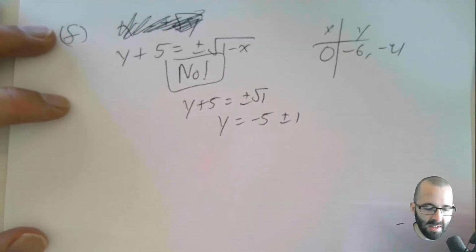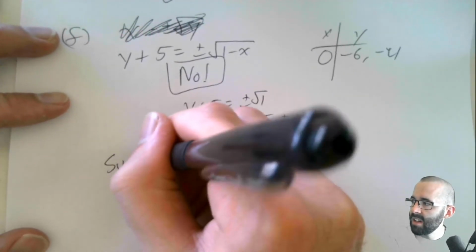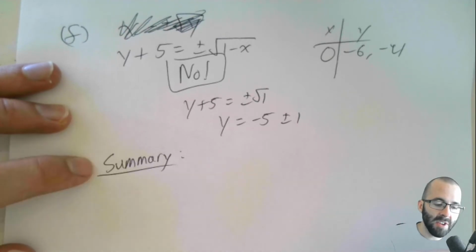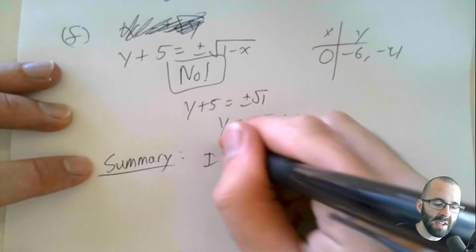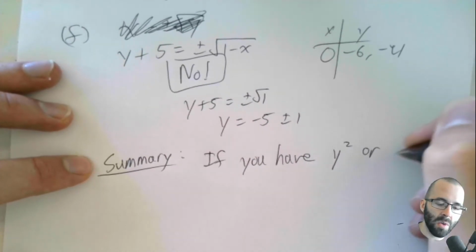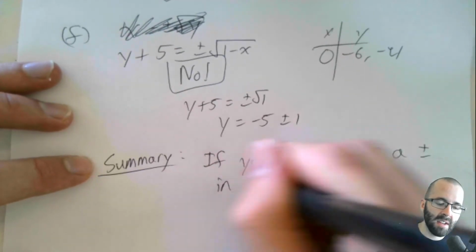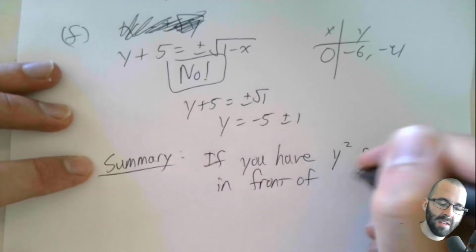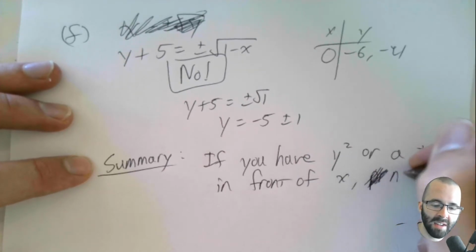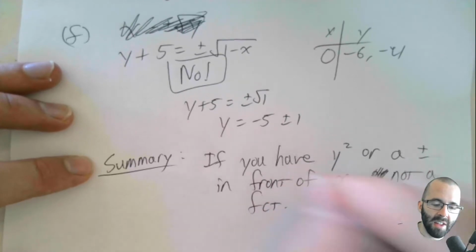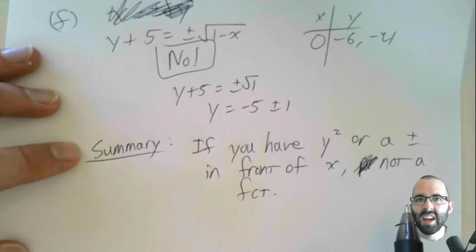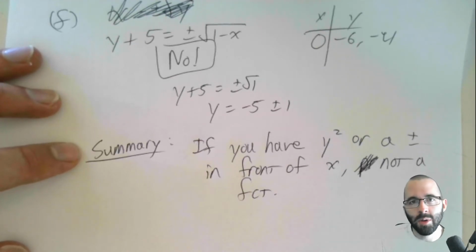So what's the summary here? What's the summary before we move on to the last part of this video? Video is already getting a little longer than I usually like them to be. The summary is, if you have y squared or a plus or minus in front of an x, probably not a function. I won't say probably, but I'm going to say not a function. The reason I was going to say probably is this is not like a theorem or anything, but this is a good rule of thumb for you to use as you're approaching these problems.